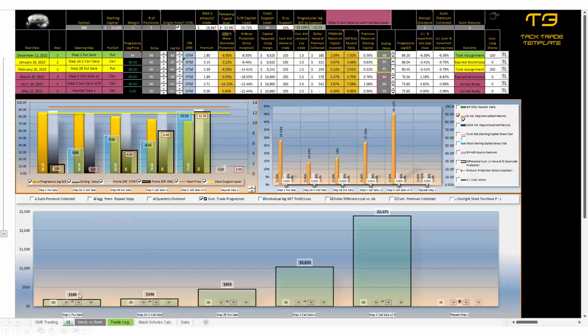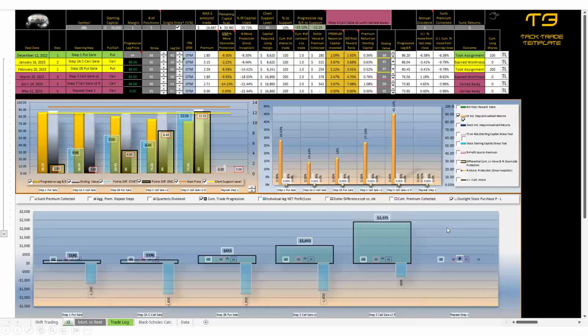At the end of step 1, we were up 180. At the end of step 2A, we're up 196. At the end of step 2B, we were up $455. At the end of step 3, we were up $1,033. And at the end of step 4, we're up $2,375.